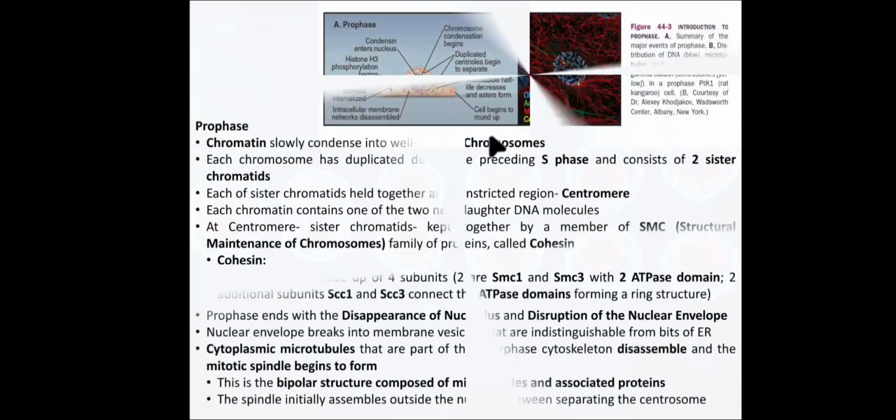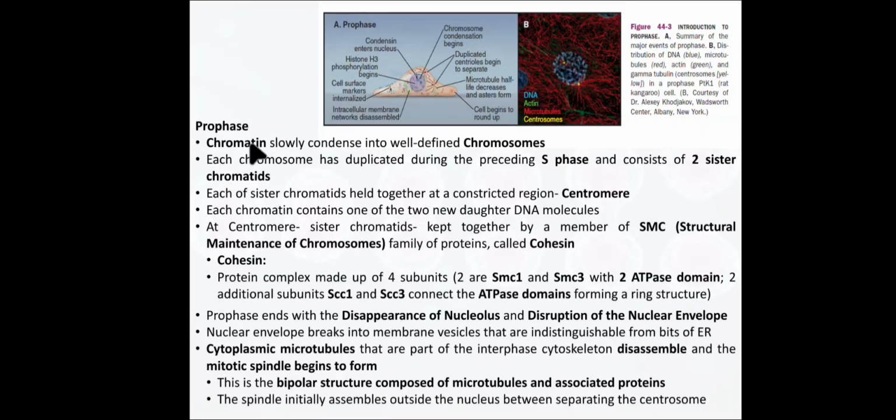So let us see one by one now. Prophase is where chromatin slowly condenses into well-defined chromosomes. Each chromosome has duplicated during the preceding S phase, and now it consists of two sister chromatids. Sister chromatids are held together at a constricted region, that is the centromere. Each chromatid contains one of the two new daughter DNA molecules. Sister chromatids are kept together by a member of the SMC family of proteins, that is cohesin.